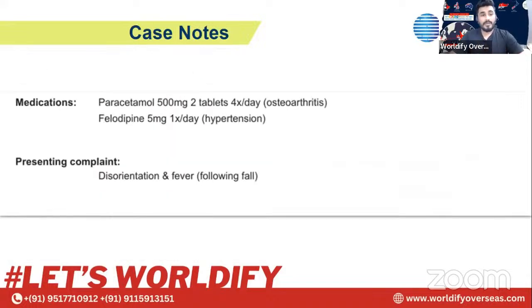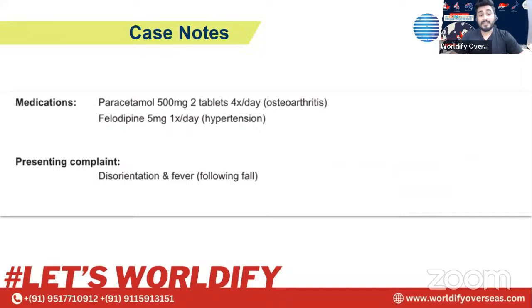Okay, now let's look at this part of the case notes. Here, medications are given. He takes paracetamol 500 mg, 2 tablets 4 times a day for his osteoarthritis, maybe for the pain. And he also takes felodipine 5 mg once a day for his hypertension. Now, this information is relevant. This is what the nurse should know, what type of medicine he needs on a daily basis, because that's the care the nurse should know about.